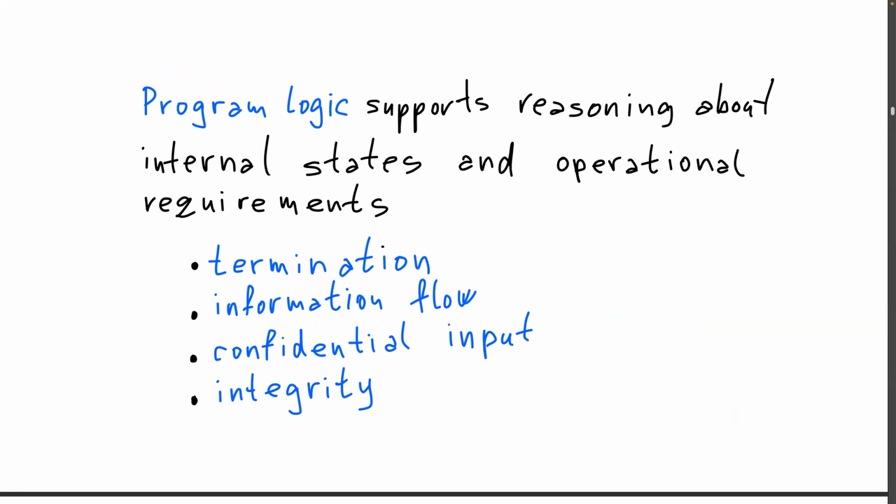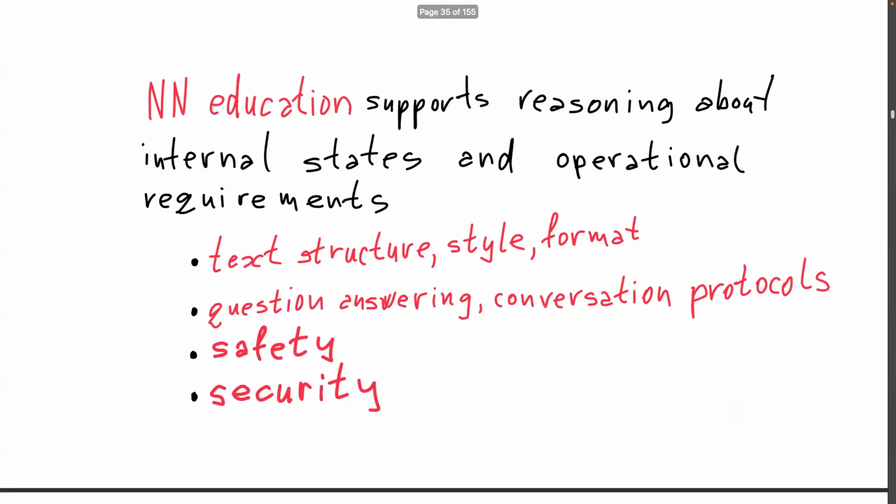Okay, so now to summarize where we are, program logic supports reasoning about internal states and operational requirements in computation. So we can specify termination requirements, we can specify information flow requirements, we can make input confidential, we can require integrity of computation, we can do all kinds of stuff using program logic. We can do much more than just specify input-output relationships.